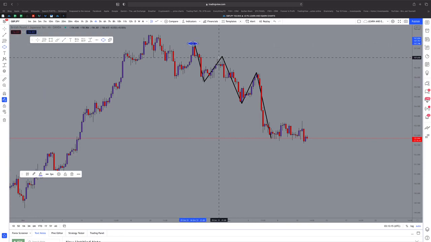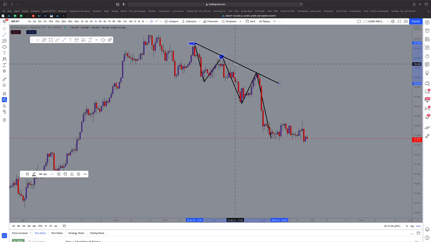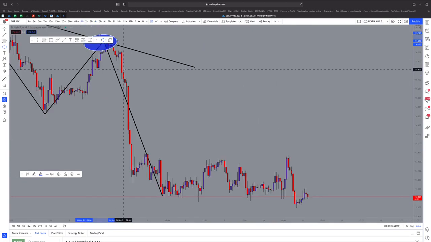So again, your point A of your trend line is going to be at the wick of a lower high. Your point B is going to be at the wick of a lower high. Using that to draw your trend line, you can see that right here I have my point A, my point B, and now I have my third touch of my trend line, which is another lower high. So now let's talk about how we could have gone for that entry.